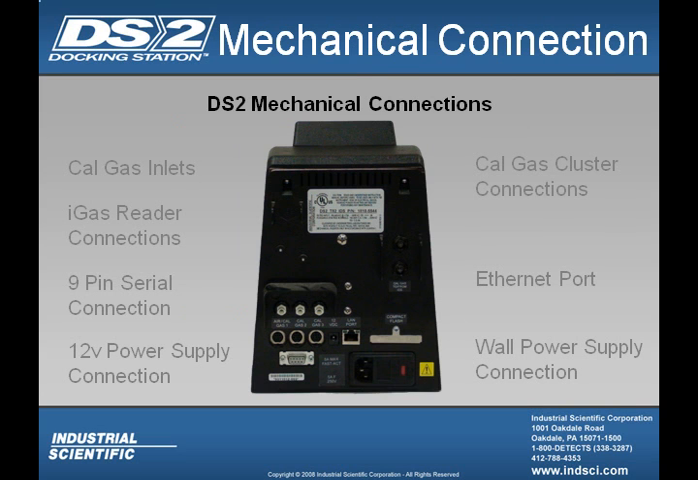So let's do a real quick walk around the back of your DS2. Now you have your 3 gas inlet ports for connection with your calibration gas cylinders, and right beneath that is your gas reader connections. And for technicians, we have a 9-pin serial connection. There's also a 12-volt power supply connection, and for docking stations arranged in a cluster, we have Cal Gas cluster connections.